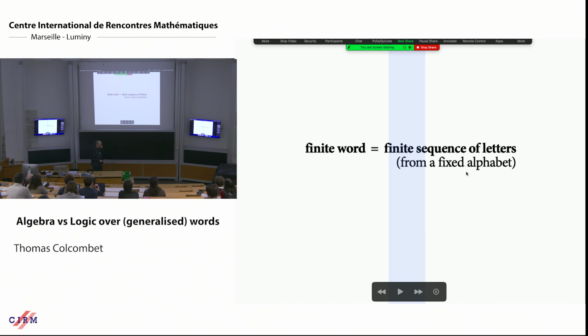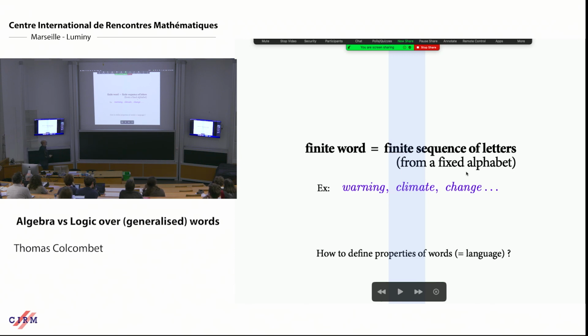Our basic object will be finite words. As a computer scientist, a finite word is just a finite sequence of letters, symbols from a finite alphabet. No need to tell you more about that. I just give some randomly chosen examples. And all the story here is about how we can define properties of words, which is equivalent to saying how we can define languages, so sets of words over a fixed alphabet.